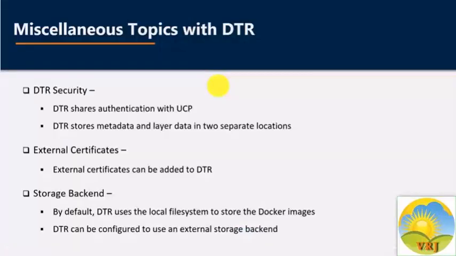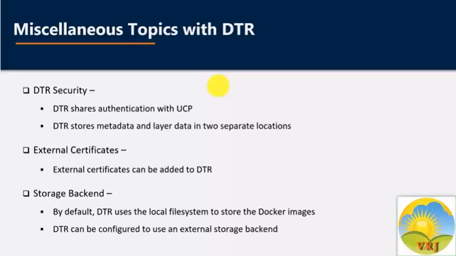Now let's see storage backend. By default, DTR uses the local file system of the node where it is running to store the Docker images. You can configure DTR to use an external storage backend for improved performance or high availability. DTR supports the following storage systems. For local file systems, we can use NFS, bind mounts, and volumes. And for cloud storage providers, we can have Amazon S3, Microsoft Azure, OpenStack Swift, and Google Cloud Storage. The choice of the storage backend for DTR has effects on both the performance and security.